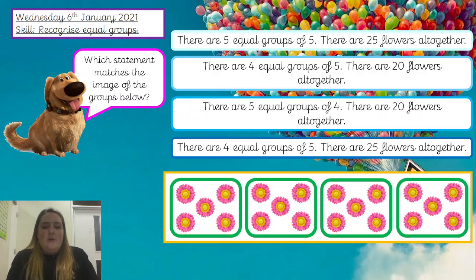So just take a minute to pause the video and unpause it when you have counted all of the flowers altogether. Well done, there are 20 flowers altogether. So that means that the second one would be right, the second sentence, which is there are 4 equal groups of 5, there are 20 flowers altogether.